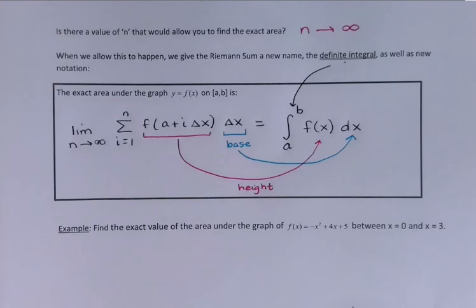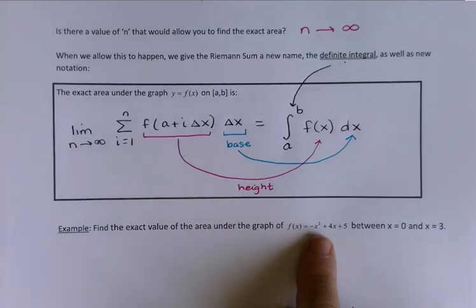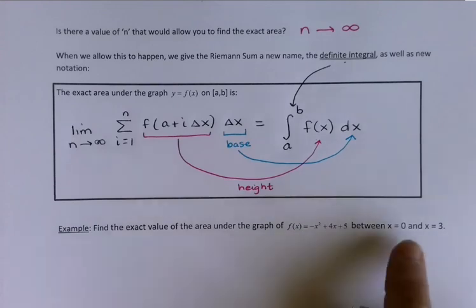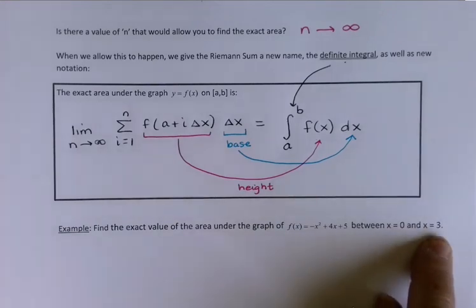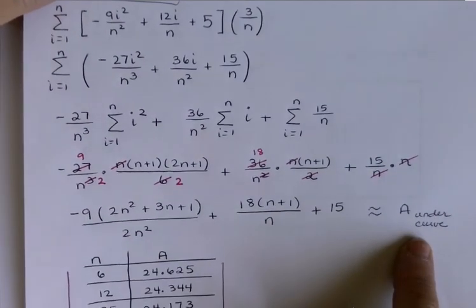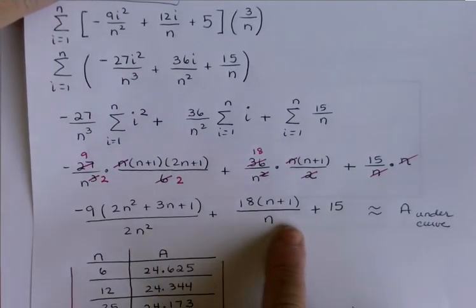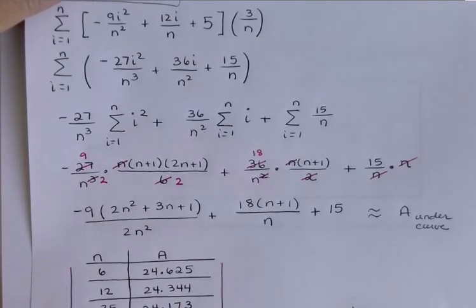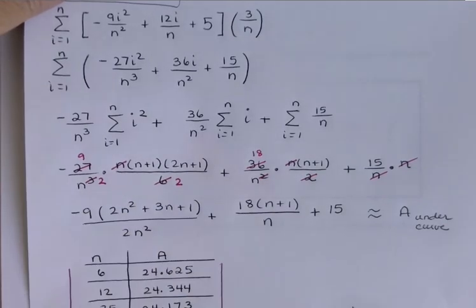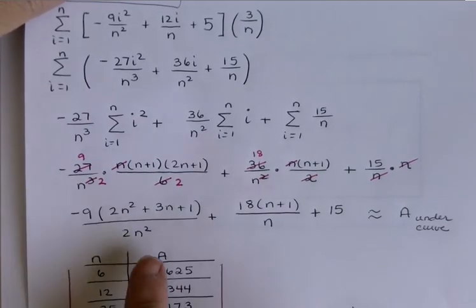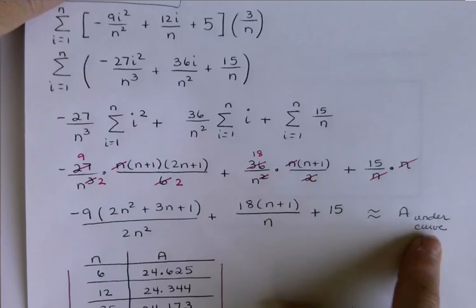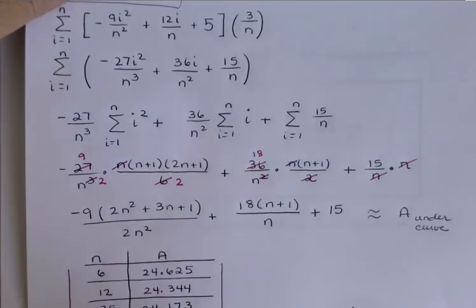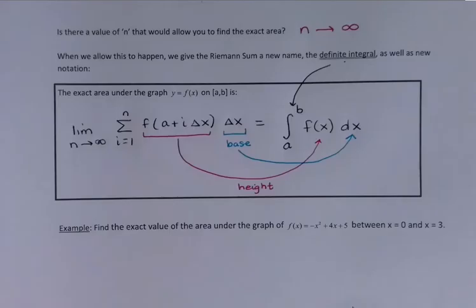So I'm going to go back to the problem that we just finished, and I'm going to say, when we left off finding the area under this curve between x equals 0 and x equals 3, we had gotten this area estimate, right? This whole big thing right here. We put that in the calculator and got some numerical values for it. But let's now actually say what would happen if we let n go to infinity. So I'm going to say the exact area would be the limit of all of this as n goes to infinity. I'm just going to write that down.